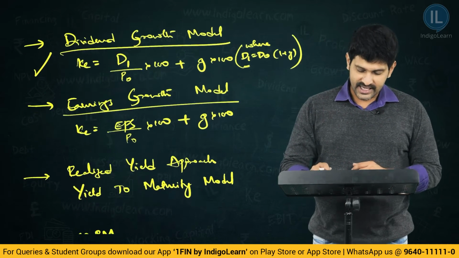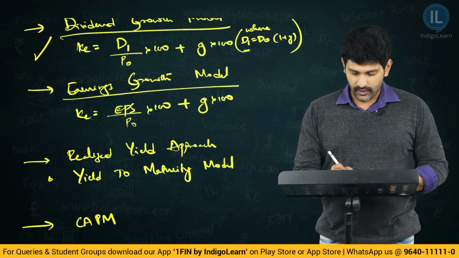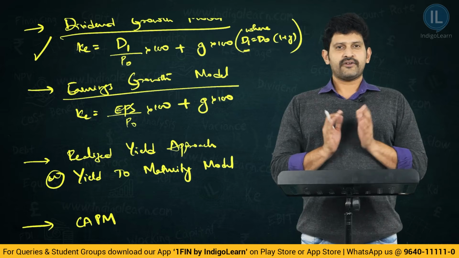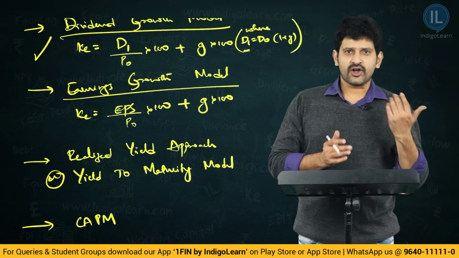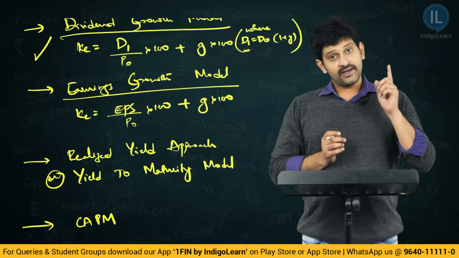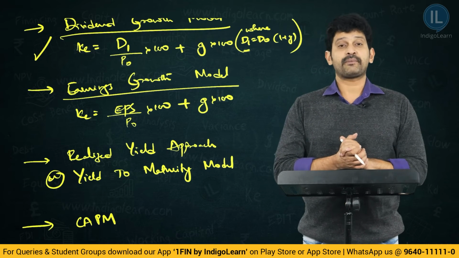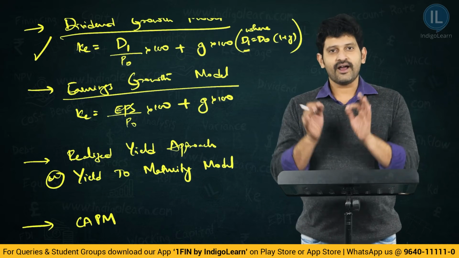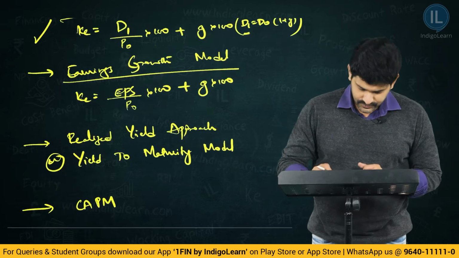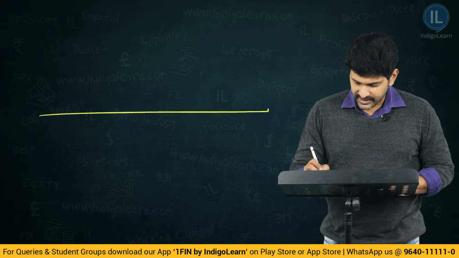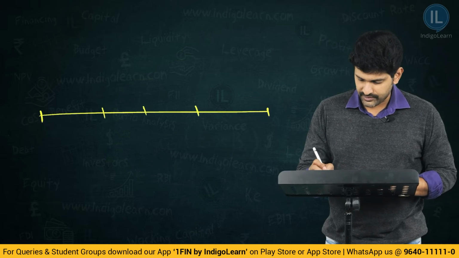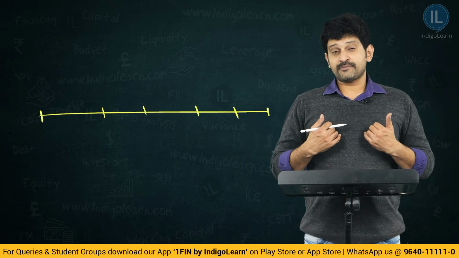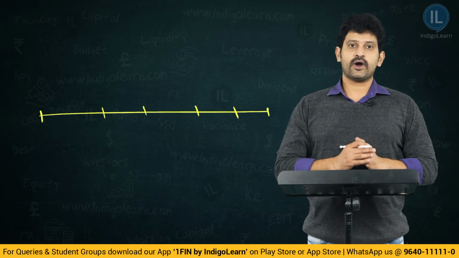Next, we have what is called the realized yield approach or yield to maturity model. Now, what is this? Friends, if you remember, we learned the concept of IRR while learning the capital budgeting decisions. Absolutely. The yield to maturity is nothing but our IRR. Meaning, we said if we take a timeline 1, 2, 3, 4, 5. Now I am talking from the company's perspective. From the company's perspective, what happens?